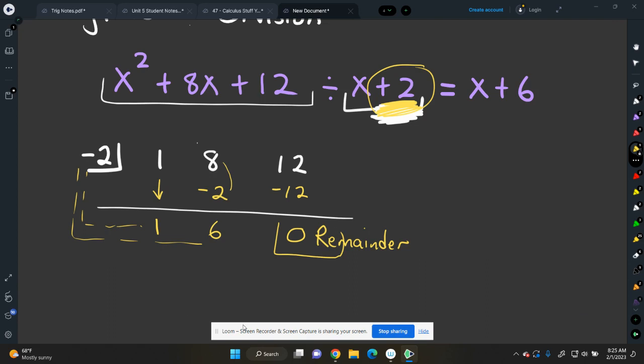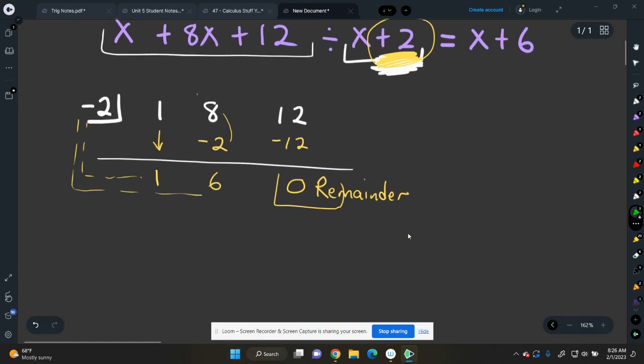Okay? Now, we did the synthetic division. Now we have to interpret what it means.